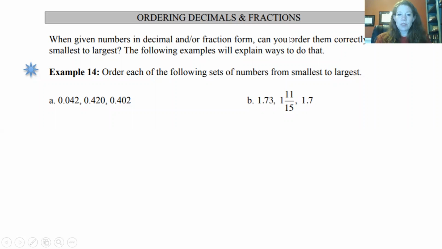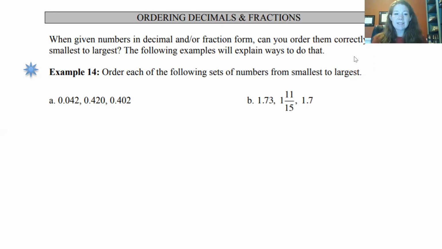All right, so now we're going to continue on with Unit 2B. It says, when given numbers in decimal and/or fraction form, can you order them correctly from smallest to largest? So that's what we're going to do. We're going to order and compare decimals and fractions, which simply means we want to know the value of them compared to another decimal or fraction.